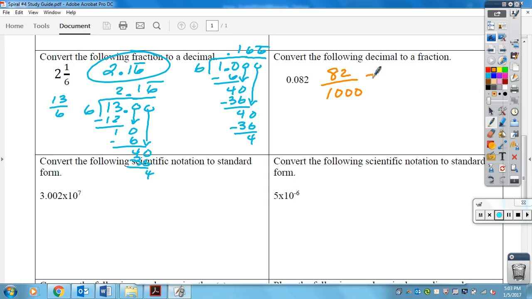Now I do have to simplify. Let's try it by 2, because these are both evens. This is 41 over 500. Now 41 is a prime number, so I know that I'm done simplifying.